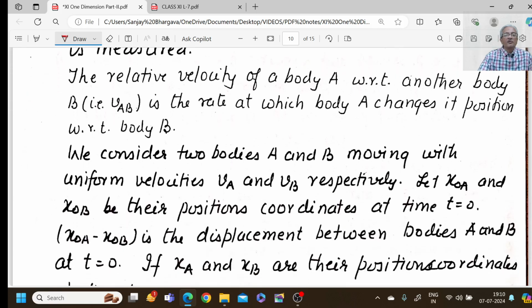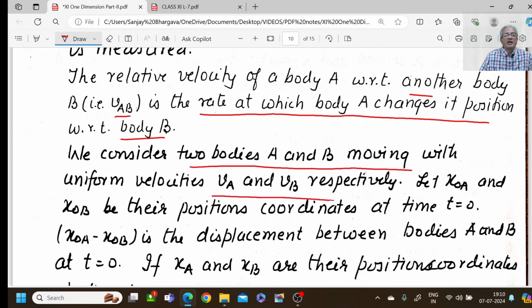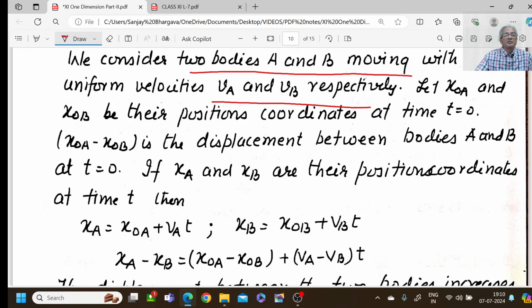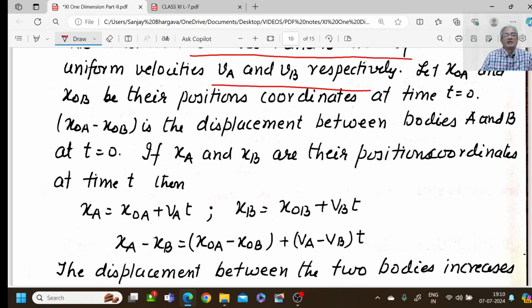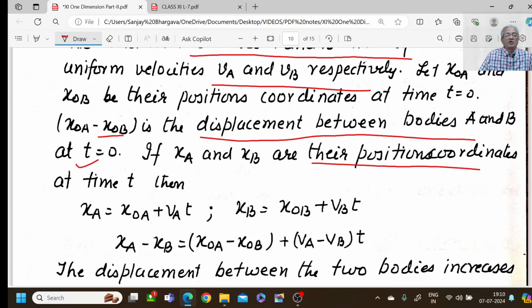The relative velocity of object A with respect to another body B, that is VAB, is the rate at which body A changes its position with respect to body B. We consider two objects A and B moving with uniform velocities VA and VB respectively. Let x0a and x0b be their position coordinates at the initial time t equal to 0. x0a minus x0b is the displacement between the two bodies A and B at time t equal to 0.